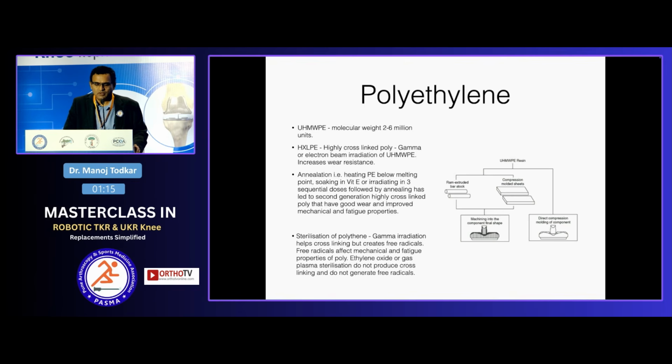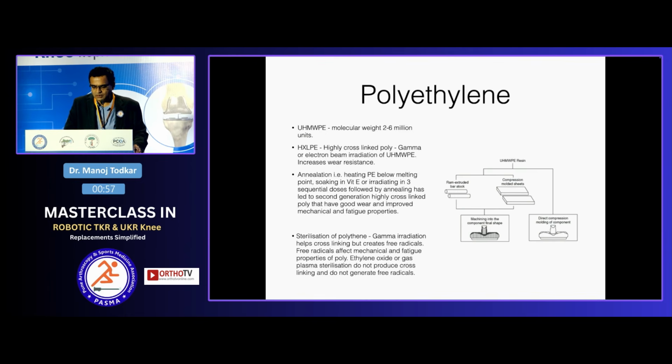Now, what is poly made of? Poly is ultra high molecular weight polyethylene. The molecular weight is 2 to 6 million units. Highly cross-linking the ultra high molecular weight polyethylene by gamma or electron beam radiation increases the wear resistance.